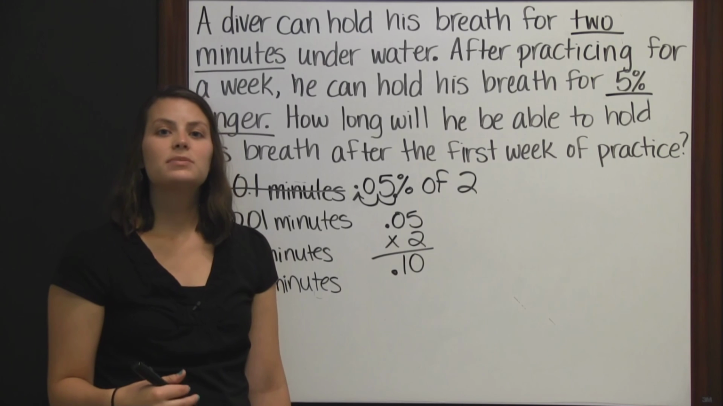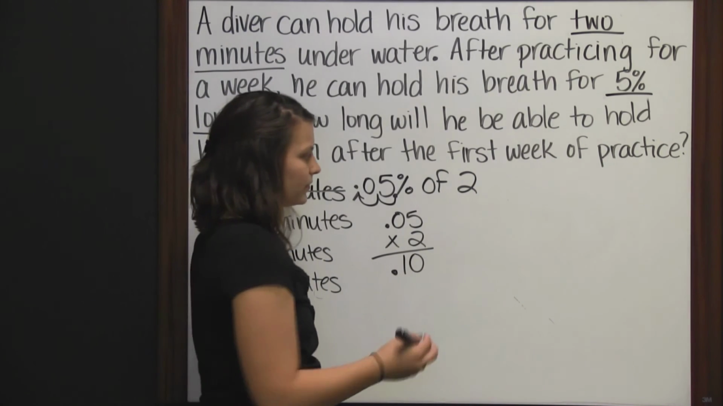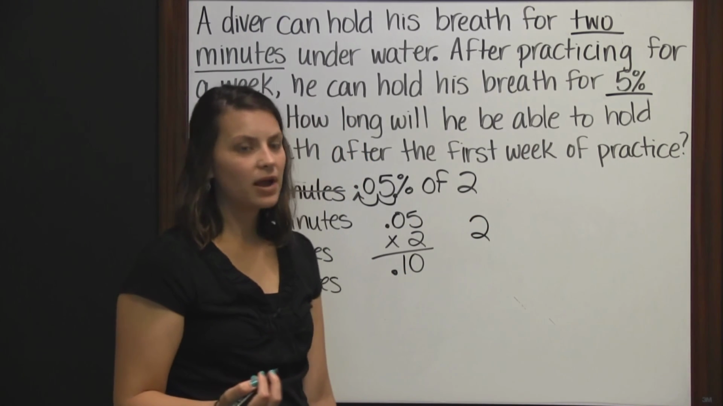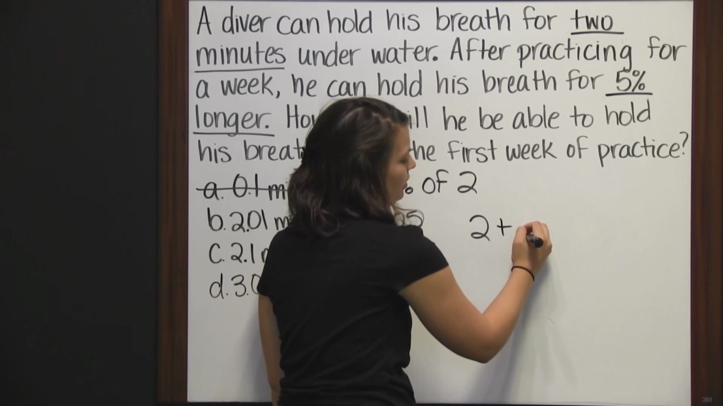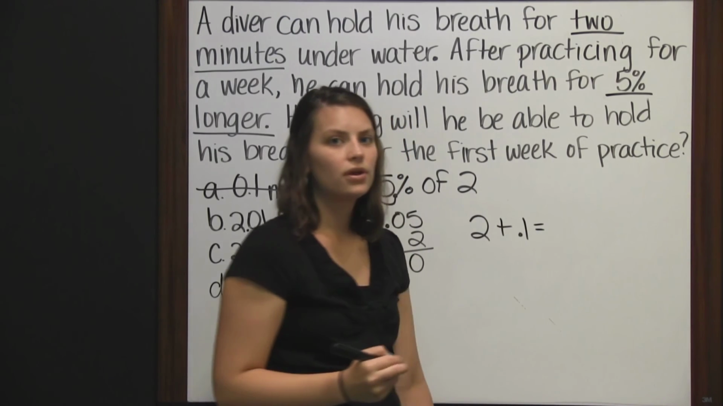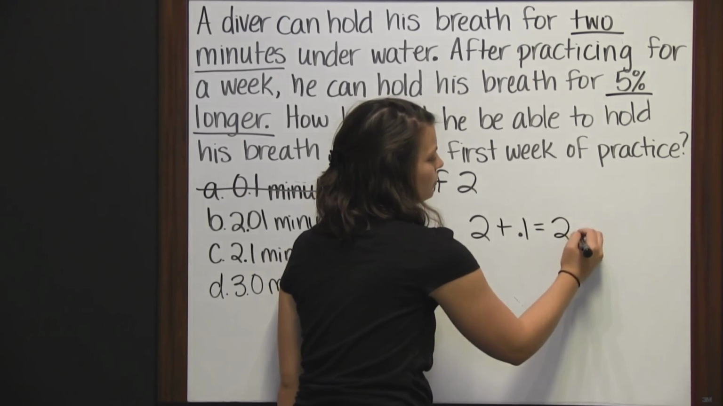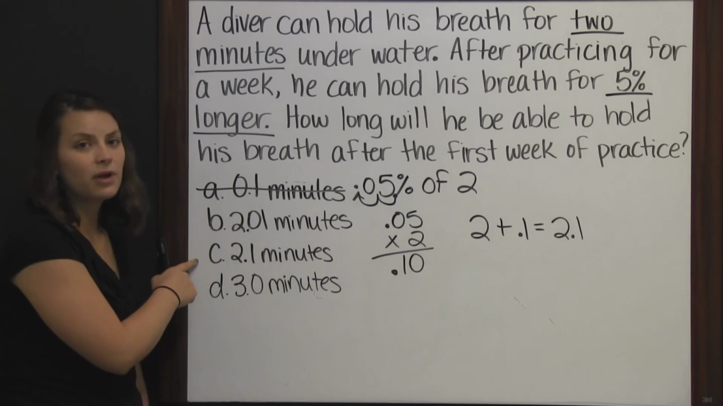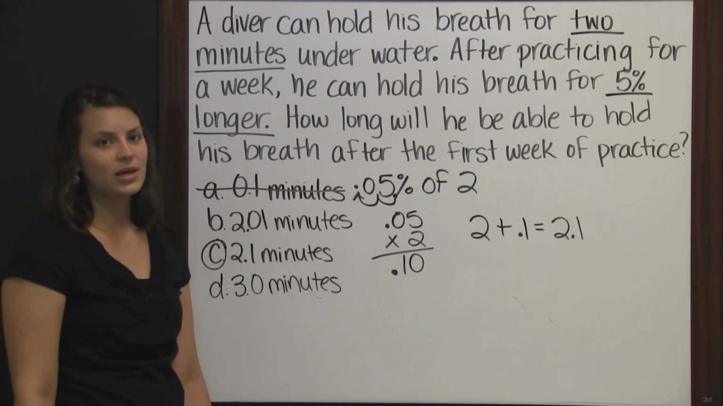So he can hold his breath 1/10 of a minute longer. So he started with being able to hold his breath for 2 minutes. And now he can hold it for 1/10 of a minute longer. So we add 2 plus 1/10 and we get 2 and 1/10. So he can now hold his breath for 2 and 1/10 minutes. Answer choice C.